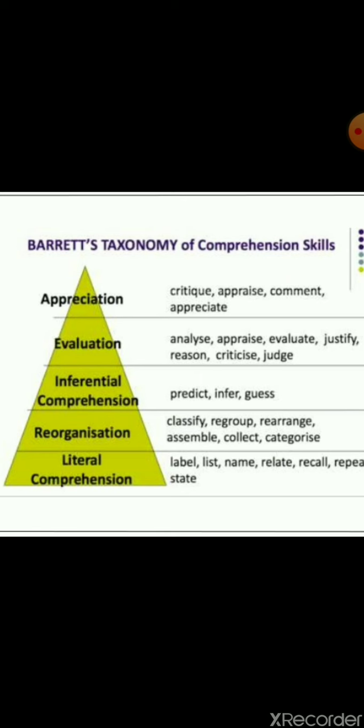Now inferential comprehension: predict, infer, guess. When we start guessing, not option A, not B, then C, that is prediction. Fourth level, evaluation. When you analyze, appraise, evaluate, justify, reason, criticize, judge. How will you judge? First you need to process the whole passage. And next is appreciation. Critique, appraise, comment, and appreciate what the passage is about.